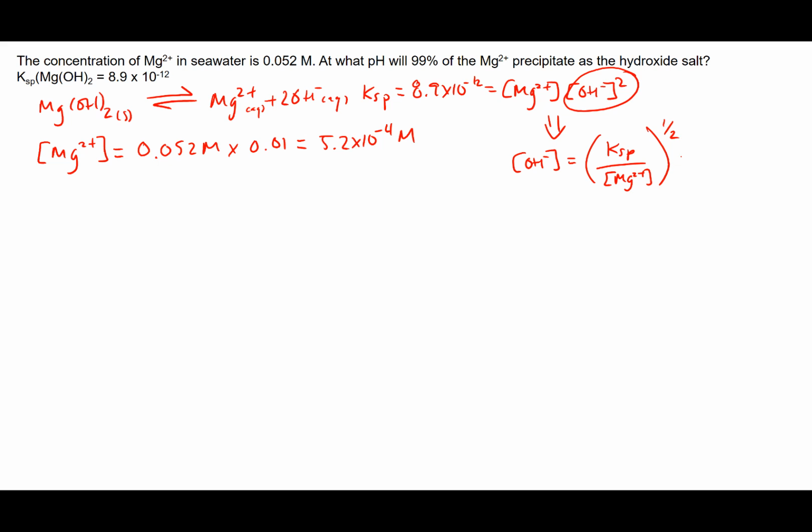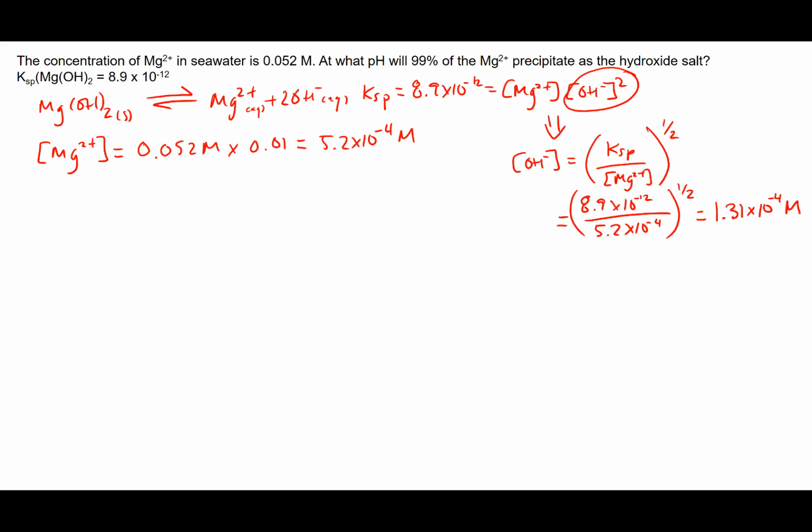So if we plug in our values, I'm going to do it right here because there's more space. The Ksp is 8.9 times 10 to the negative 12, and the concentration of magnesium that we calculated we want to be at this point is 5.2 times 10 to the negative 4. And then we take the square root of that. We calculate all of that out, and what we get is that the concentration of hydroxide ion at that point is going to be 1.31 times 10 to the negative 4 molarity. So now we know the concentration of hydroxide ions.